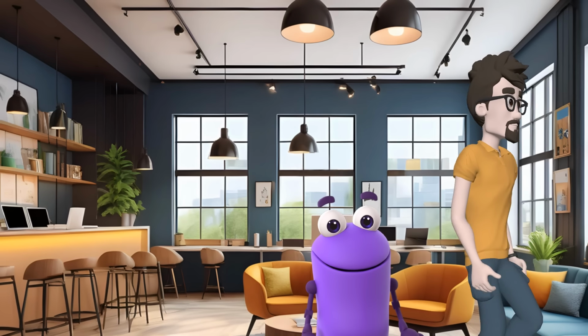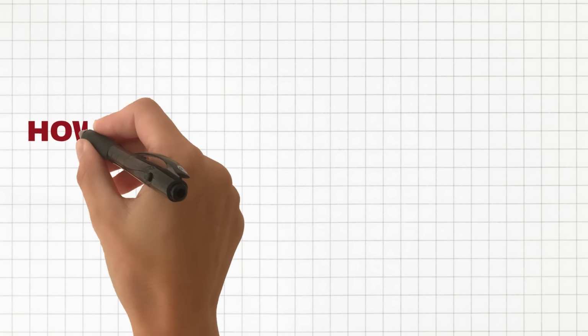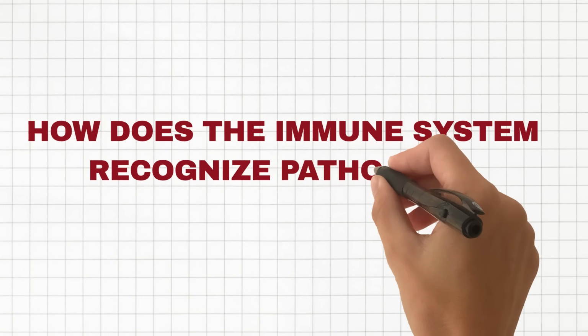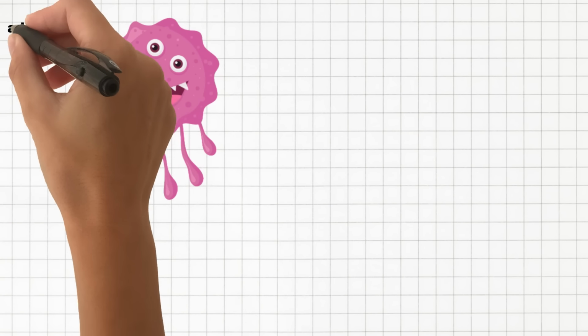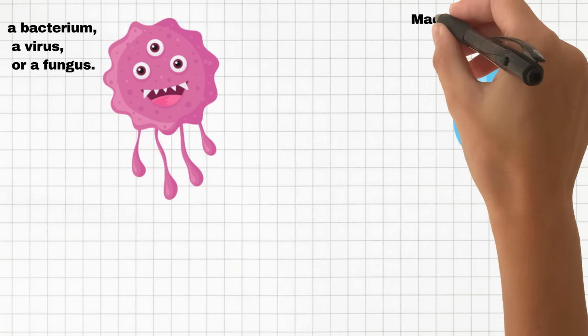First and foremost, our immune system must recognize the pathogen. So the first question you need to understand is, how does the immune system recognize pathogens? Now, this is the pathogen, which may be a bacterium, a virus, or a fungus. And this is our immune cell, a macrophage, for example.